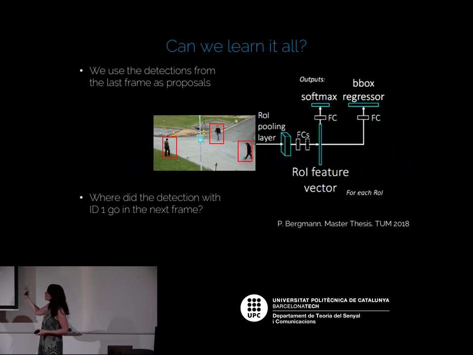So we can now do this recursively. We can go for detection number two, detection number three, frame by frame, and we just keep regressing the position of these persons to the next frame. And so we're basically tracking the persons from one frame to the other. Of course, in the background, we still run a new detector, so a new set of proposals for each frame, just in case a new person appears on the scene, so we can start tracking it.